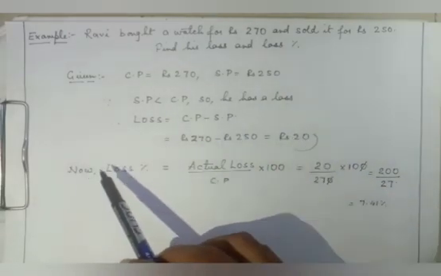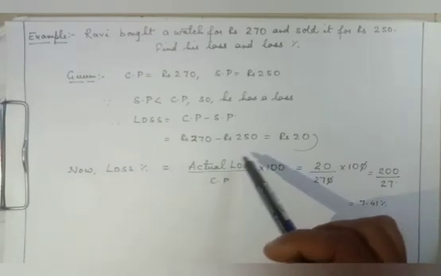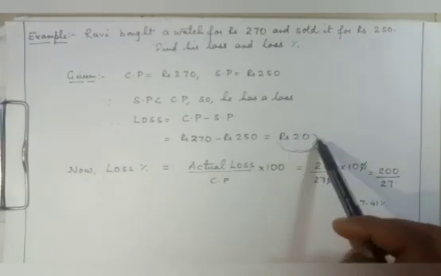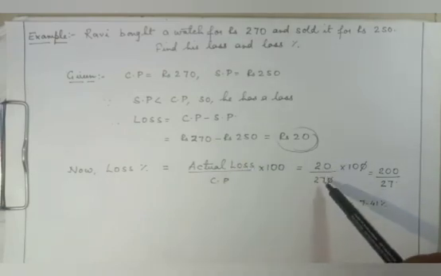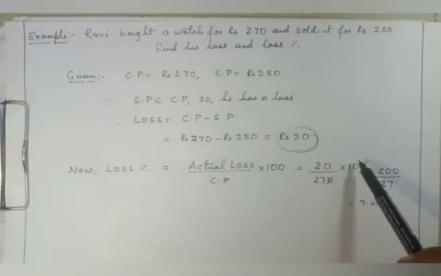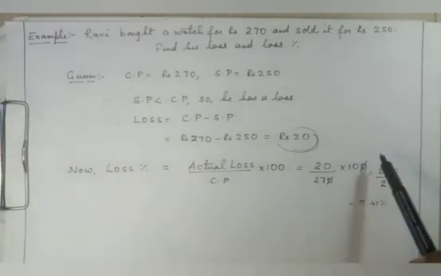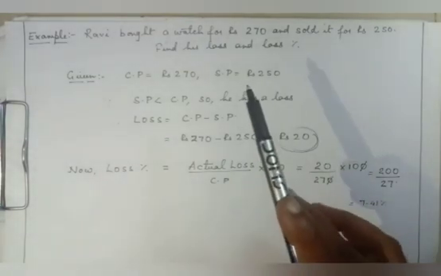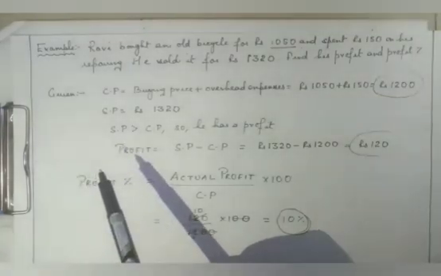Now how we are going to find out loss percent? The formula to find out loss percent is actual loss upon CP into 100. Actual loss is rupees 20. So in place of actual loss, I am going to put 20. CP we know, that is 270 into 100. 0 cancel, so it will be 200 upon 27. So when we are going to divide it, I am going to get 7.41%. I hope this question is clear to everyone. Let us move to another example.